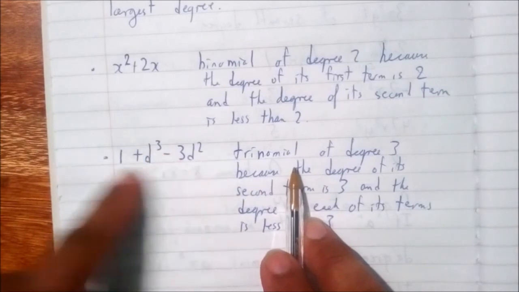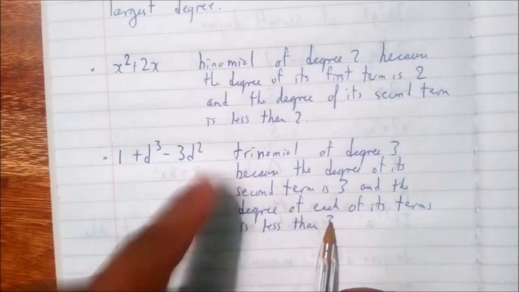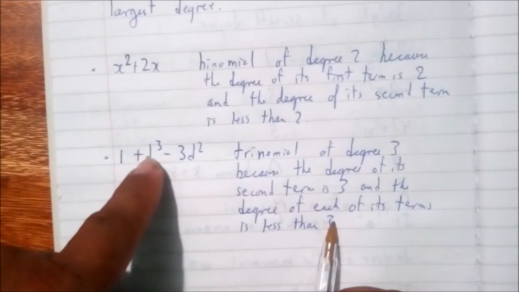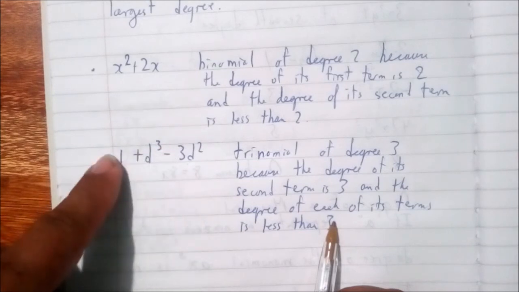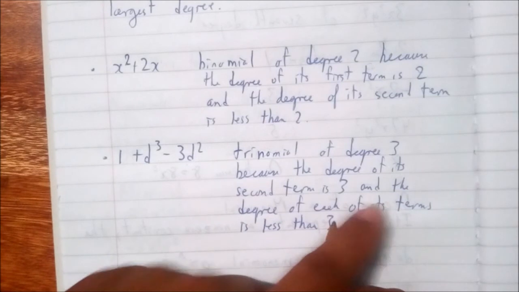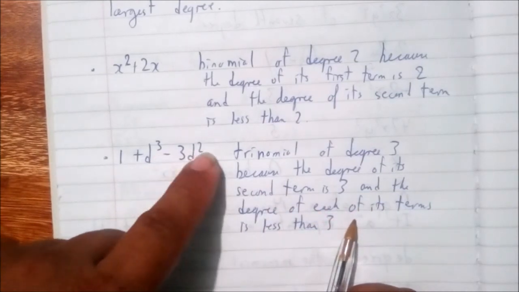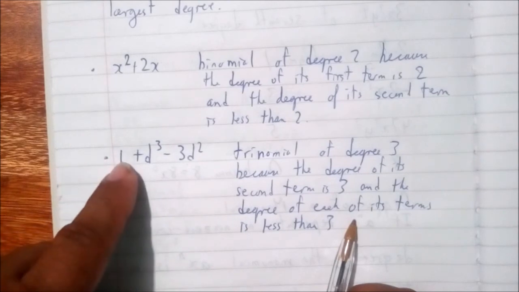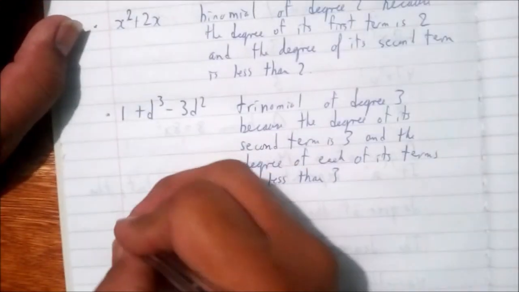Now if you notice, this is a trinomial, 3 terms, of degree 3 because that is the highest power that we see here. The degree of its second term doesn't really mean that this second term must be the highest power. The term with the highest power can be on your left-hand side or to your right-hand side, it doesn't make any difference. And the degree of each of its other terms is less than 3: 2, and this is d to the 0 power. Okay, so let's go to our next one.